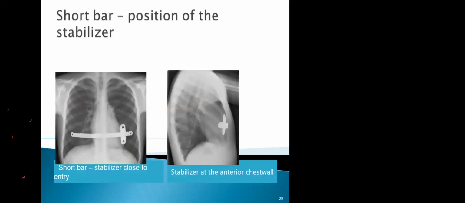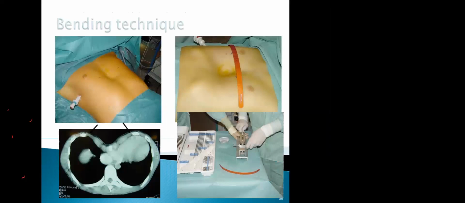Then we use a short bar, and your x-ray will look something like that. You don't need stabilizers on both sides, but initially my advice is to use the stabilizers on both sides. So this is how we do. You put a little port on the right side, if you look at here, and then we put a telescope, inspect the depression. These are two markers. They show you the space in interspace and where you plan to put your dissectors.